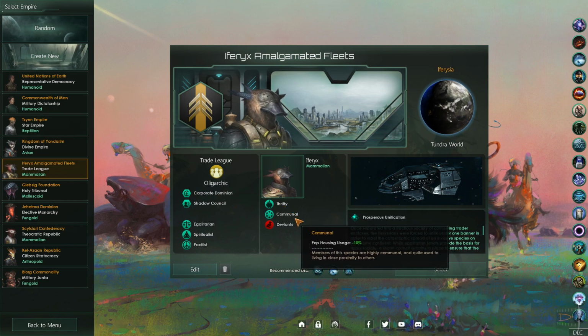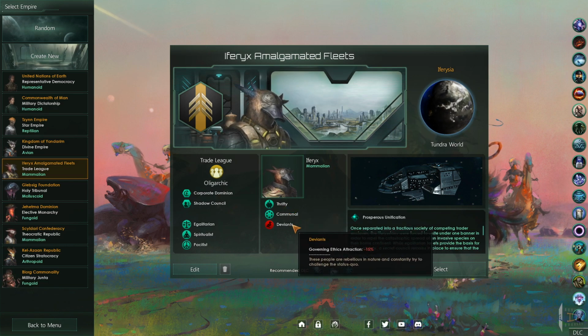They're thrifty, they're communal, they're deviants. These people are rebellious in nature, constantly trying to challenge the status quo.